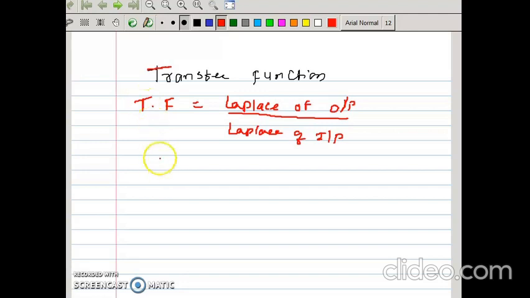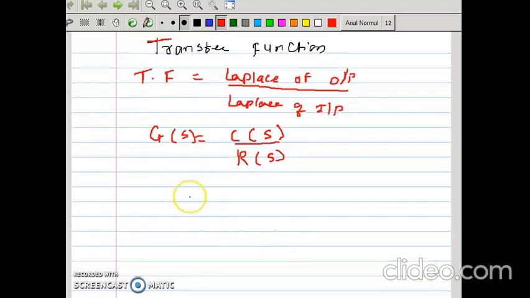Again, the transfer function is indicated by T.F, or by G of S. What is that S variable, and what is G of S? G of S is nothing but the transfer function. The formula for that is C of S upon R of S. What is that exactly? We assume any block for any system, any control system; suppose this is the control system.